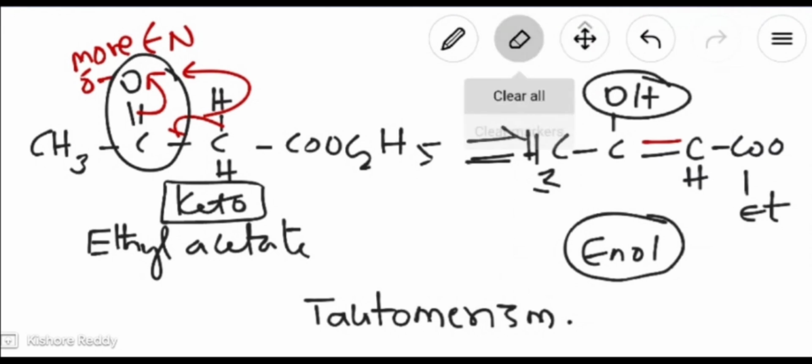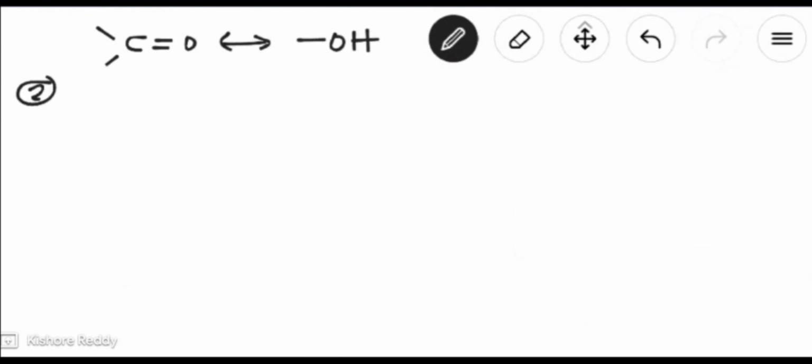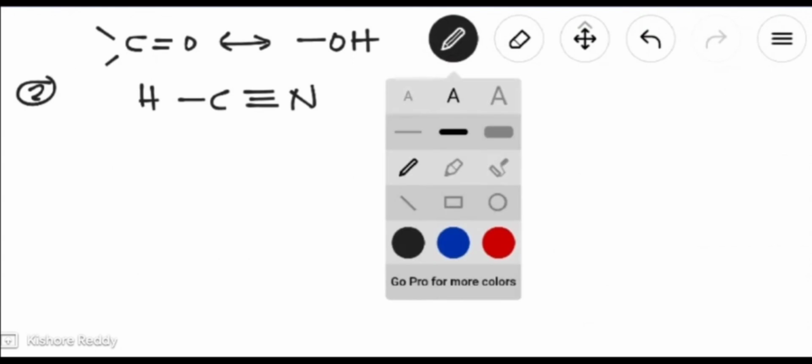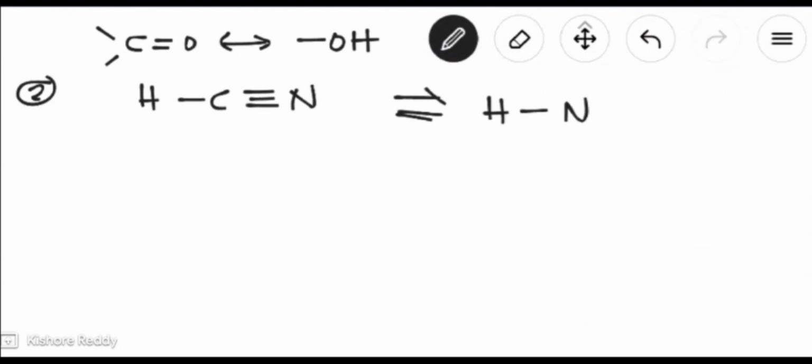Done. This is very important. First condition, what is that? Keto is being converted into, in equilibrium with, the enol group. And the second condition is, if you are taking nitrogen and C, I'll write like this: H dash C triple bond N can exist in equilibrium with H N double bond C, with the lone pair forming the coordinate covalent bond. So this is called the cyano group, and this is called the isocyano group.